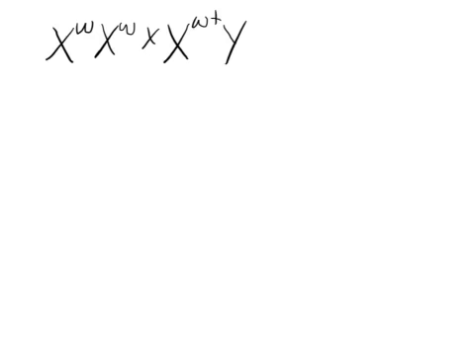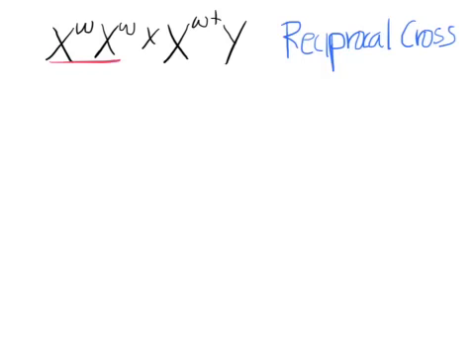Okay, so for the reciprocal cross, we're going to take a white-eyed female, because last time we had a white-eyed male, and she has to have two recessive alleles, and we're going to cross her with a red-eyed male. This is what they call a reciprocal cross, because it's the flip of what we just did. Instead of a white-eyed male, we have a white-eyed female, and instead of a red-eyed female, we have a red-eyed male. Okay, so let's see what we would get.